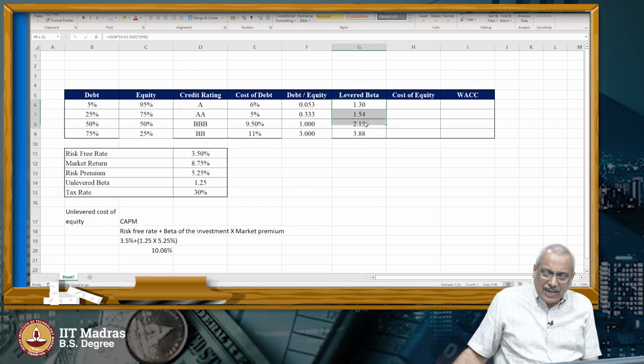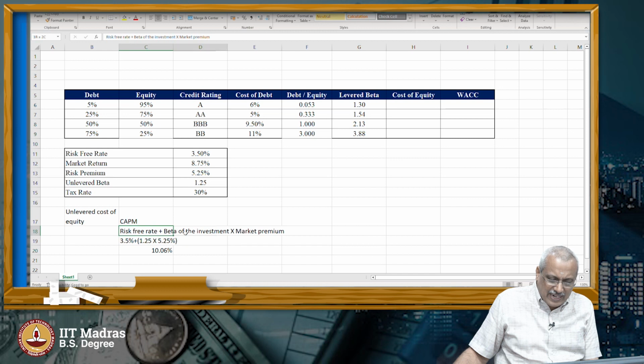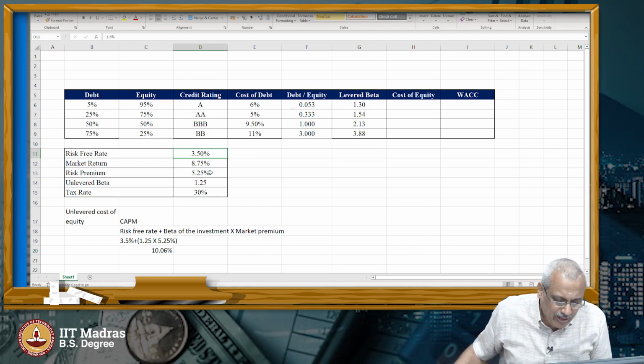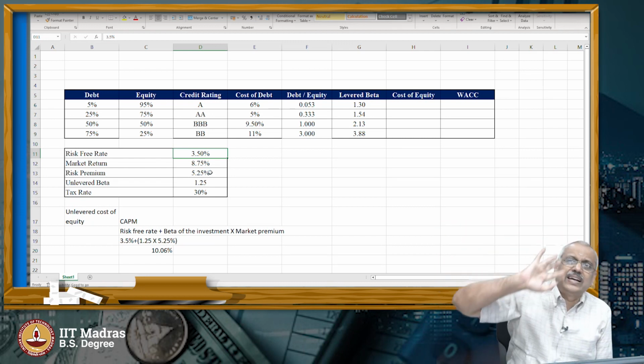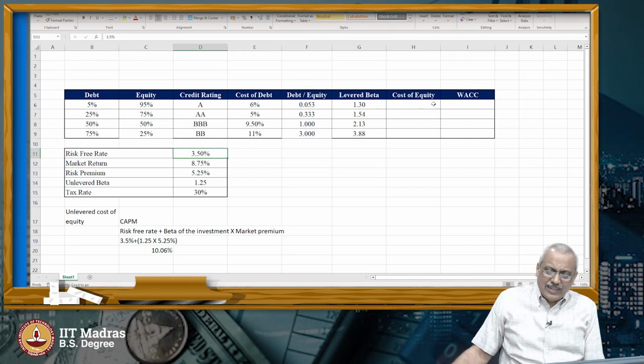Now with this beta, I will calculate the cost of equity. What is the cost of equity? CAPM, risk free rate, this is the same thing I will use. Market premium is 5.25. How did I get 5.25? Market return is 8.75 and 3.5 is the risk free rate, so my market is giving me 5.25% more than the risk free rate. So what is the cost of equity?